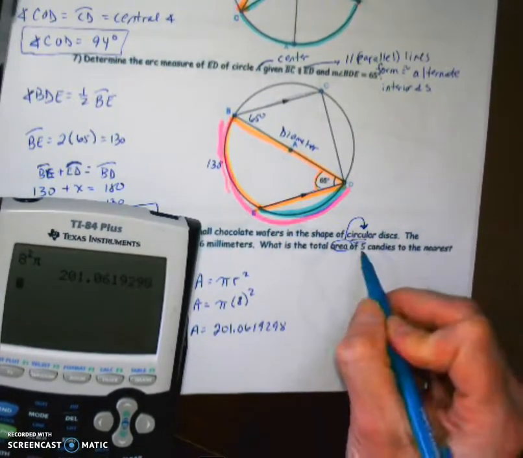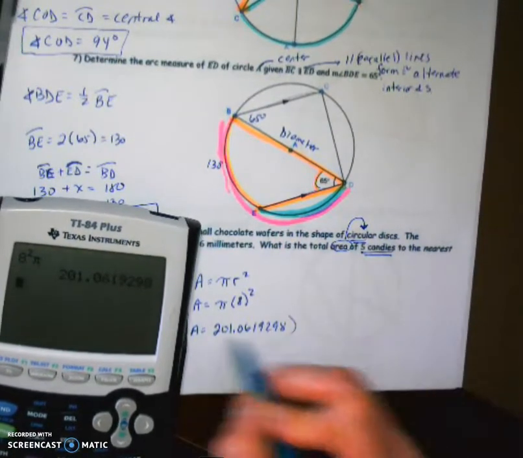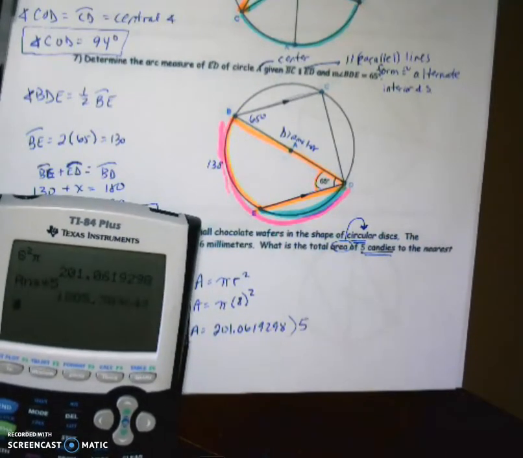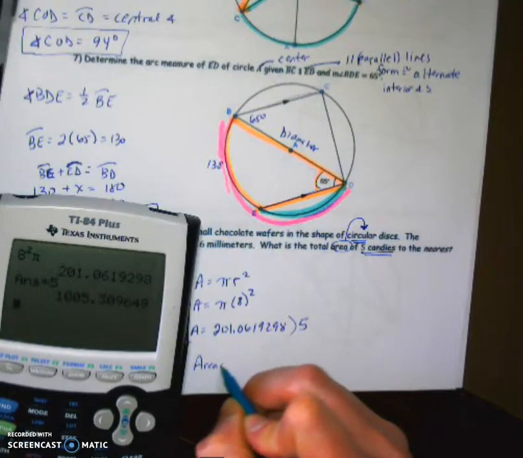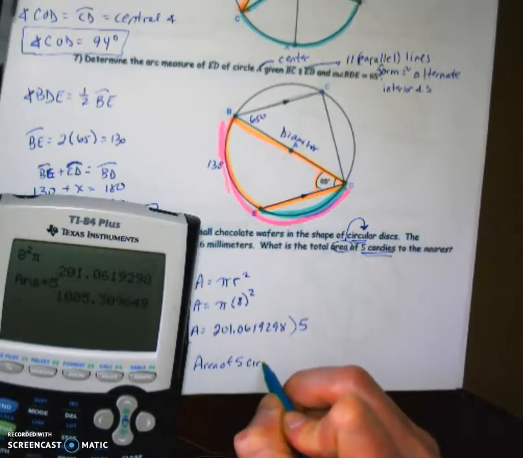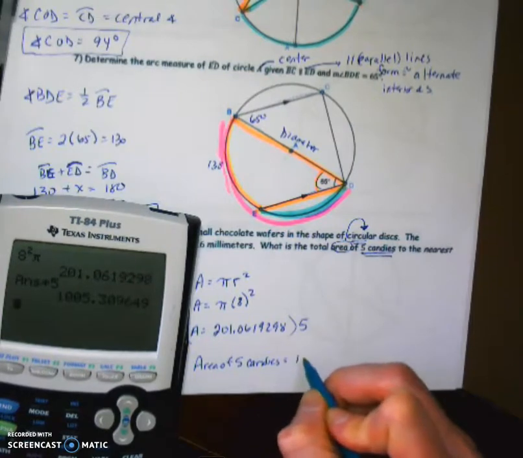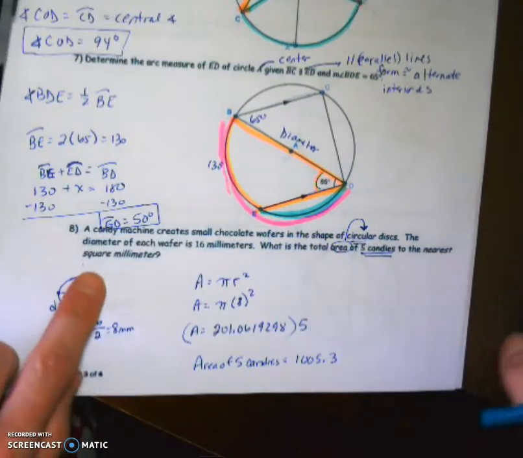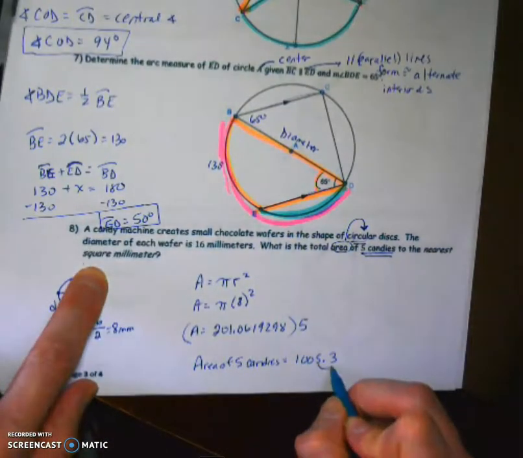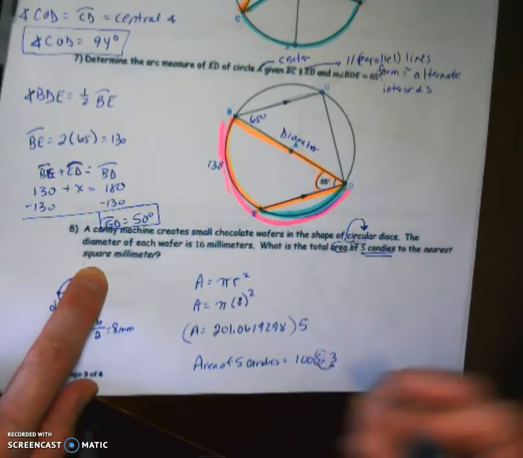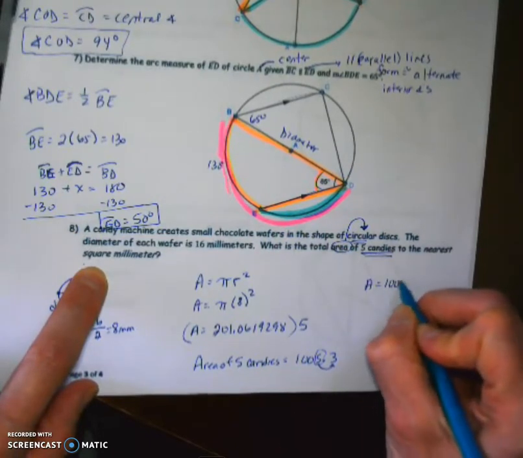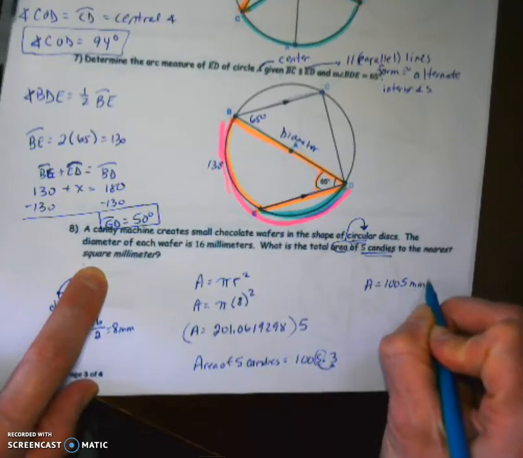201.0619298, but they want 5 candies. So we're going to take the area of one of them and we're going to multiply that by 5. So the area of 5 circular candies is equal to 1005.3. And they want me to round to the nearest square millimeter, which means to the nearest whole number. So I'm rounding to this 5. So my final answer is 1005 millimeters squared.